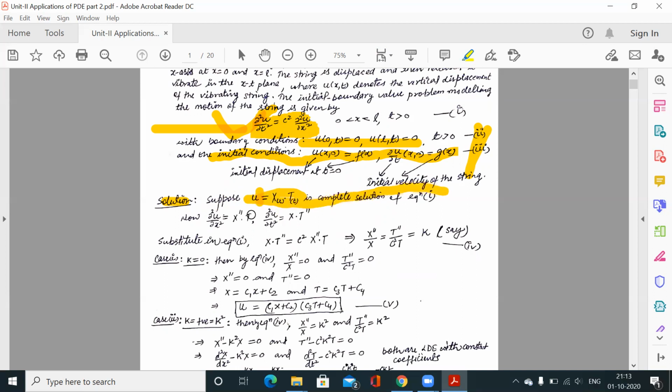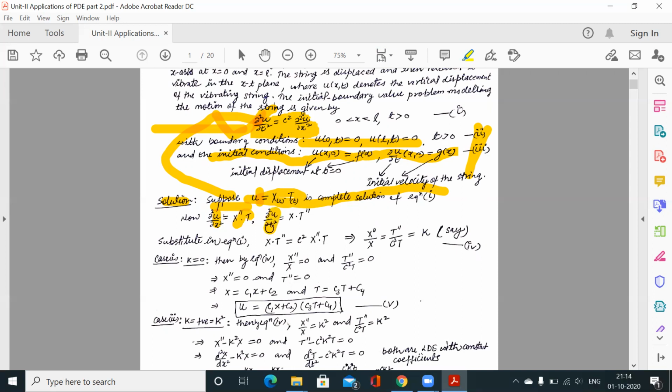This is our assumption. Now if this is the solution, then we substitute this solution in the given differential equation. For that we need del 2u over del x square and del 2u over del t square. So del 2u over del x square is the double differentiation of u with respect to x, and this is X dot T. T is a function of t, so it is constant with respect to x, so only X we will differentiate. Two times we have to differentiate, that means X double dash T.